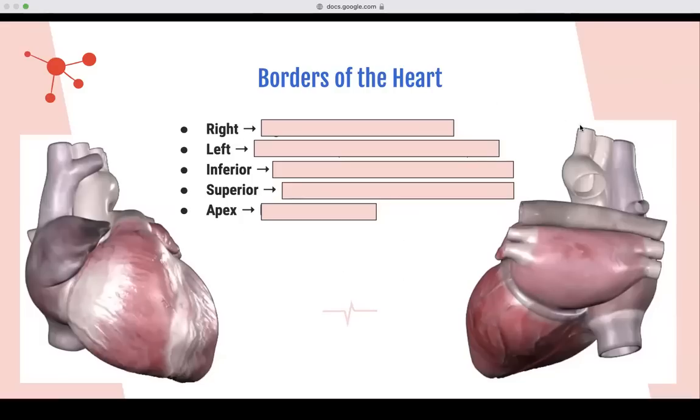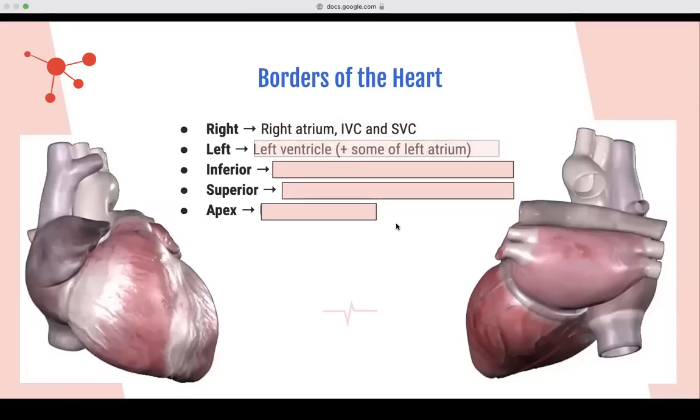Oh, yeah. The right atrium. Yes, exactly. So right atrium, superior vena cava and inferior vena cava. Okay, so that's the right border. The left border, I already showed you: it's the left ventricle right here. What about the inferior border of the heart? What makes up the inferior border of the heart? Right and left ventricles. Yep, right ventricle and left ventricle. Okay.